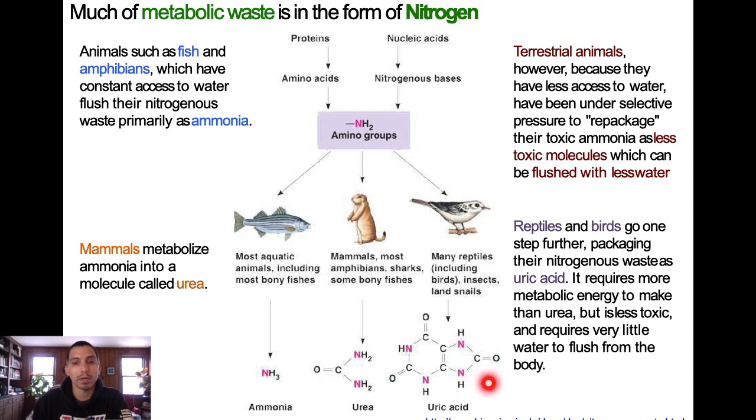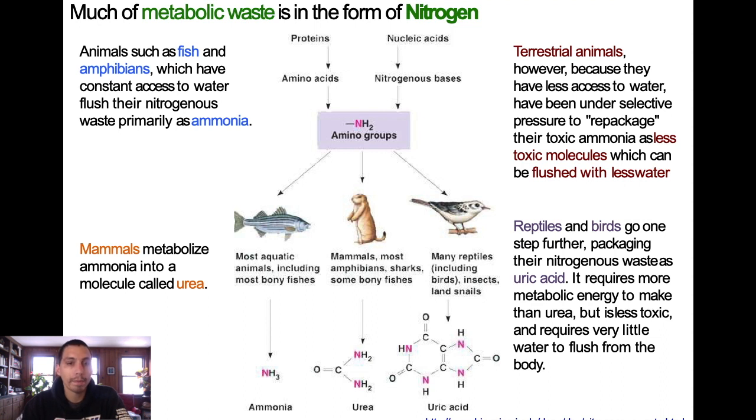And then reptiles and birds go one step further, and they turn their ammonia into this compound called uric acid. And uric acid requires more metabolic energy to make. You can see that it's a much more complicated chemical, but it is less toxic and it requires very little water to flush from the body. So when they excrete their metabolic waste, they are maintaining as much of their water as possible.